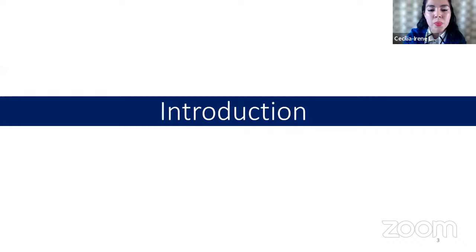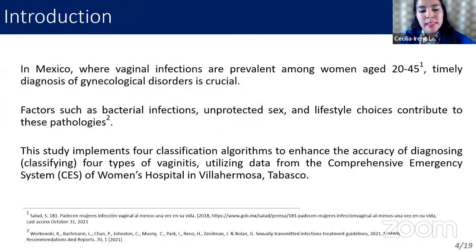The motivation for this work is that in Mexico, vaginal infections are common in women between 20 and 45 years old. So the early diagnosis of gynecological disorders is essential. There are different factors that can influence these infections, such as bacterial infections, unprotected sex, altered physiological processes, and lifestyle choices. Therefore, we analyze classification algorithms in vaginal pathologies.